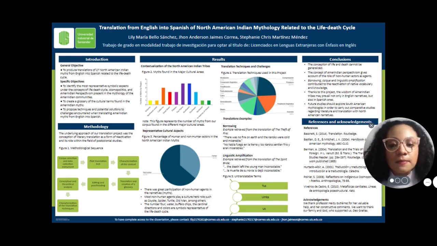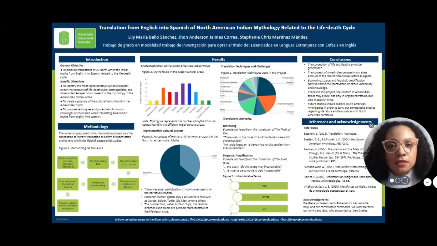First, the narratives must fit in the definition of myth. Second, the narratives belong to North American Indian mythology. Third, the narratives must address topics related to life-death cycle. And fourth, the narratives must have an English written record.